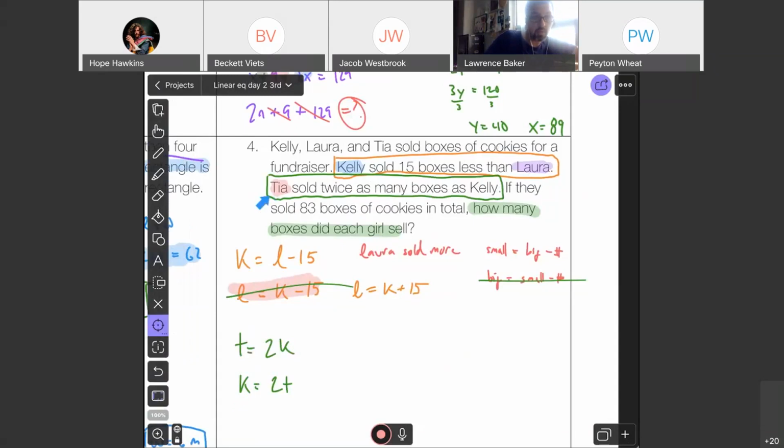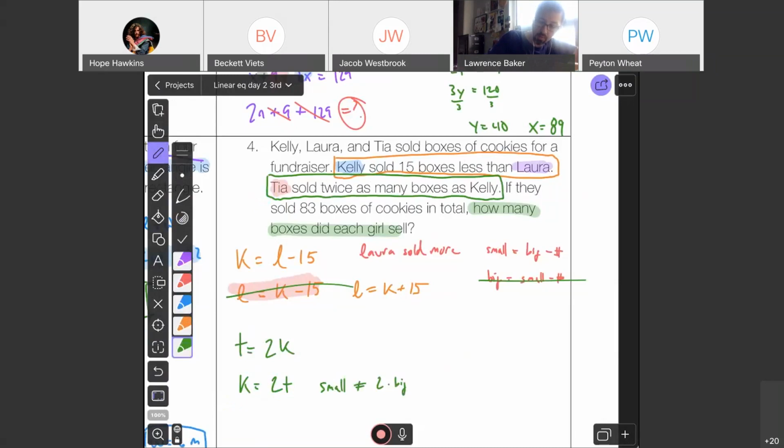So that T was more, right? T should be bigger, because T sold more. So 2 times a big number won't equal a small number, right? Small does not equal 2 times big, but a big could equal 2 times a small. Like that one makes sense. So that's letting us know that we shouldn't write it that way. So trying to make sense of it.